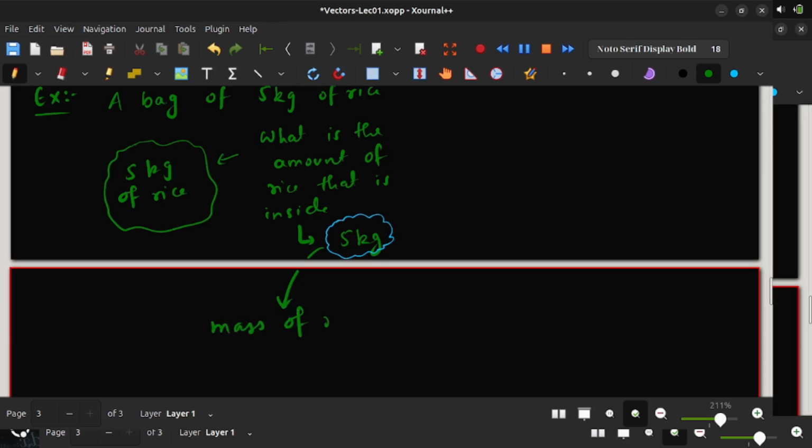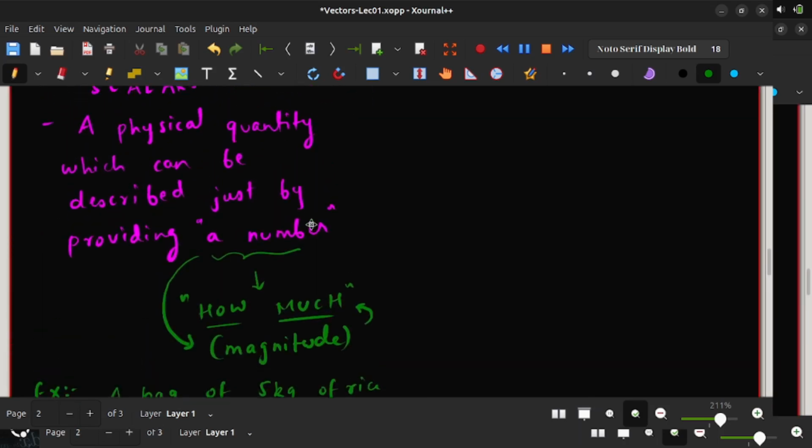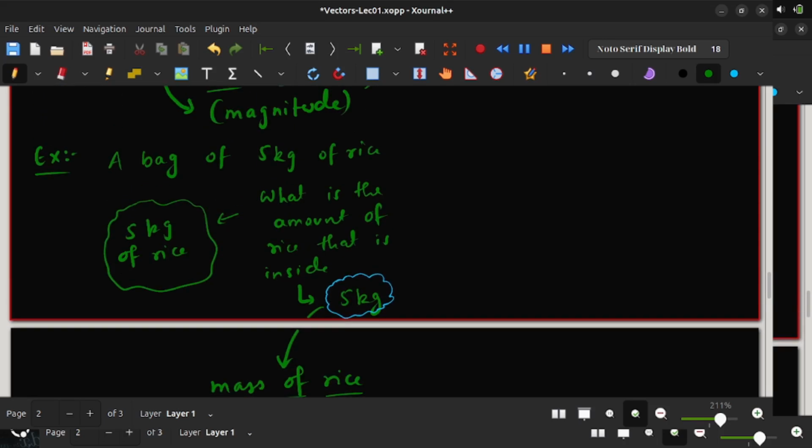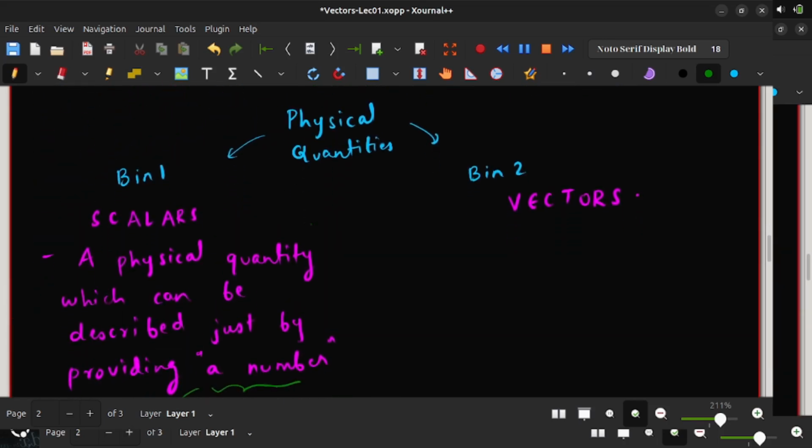What is the mass? Yes, so if you tell me this number, then the mass of rice is defined. How much mass is there? That is told by this number. So what is a scalar quantity? If it is completely defined by that number, by how much, then you can say I have completely defined the quantity. Such quantities are called scalar quantities.